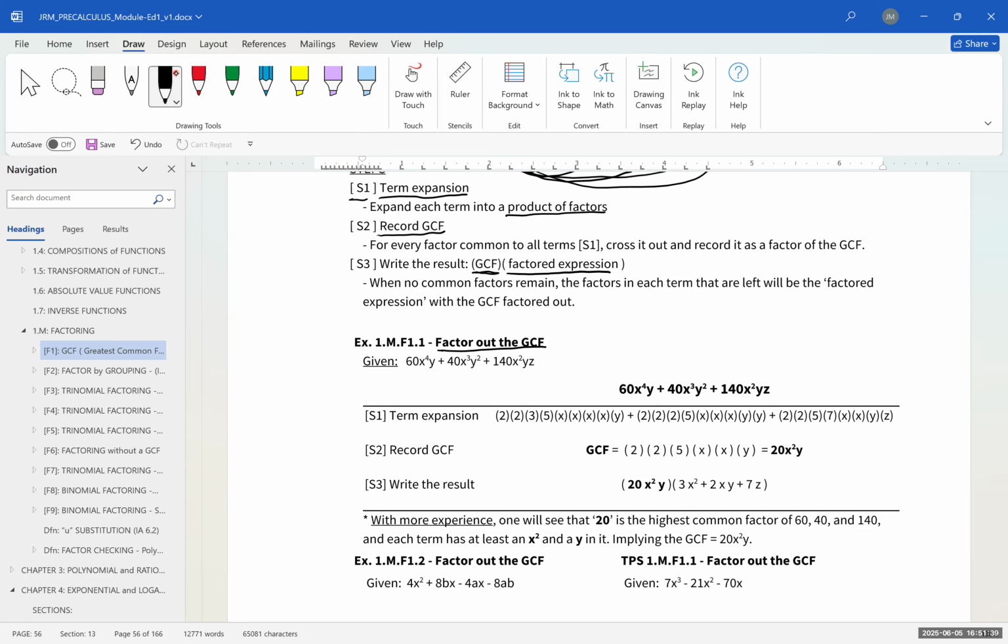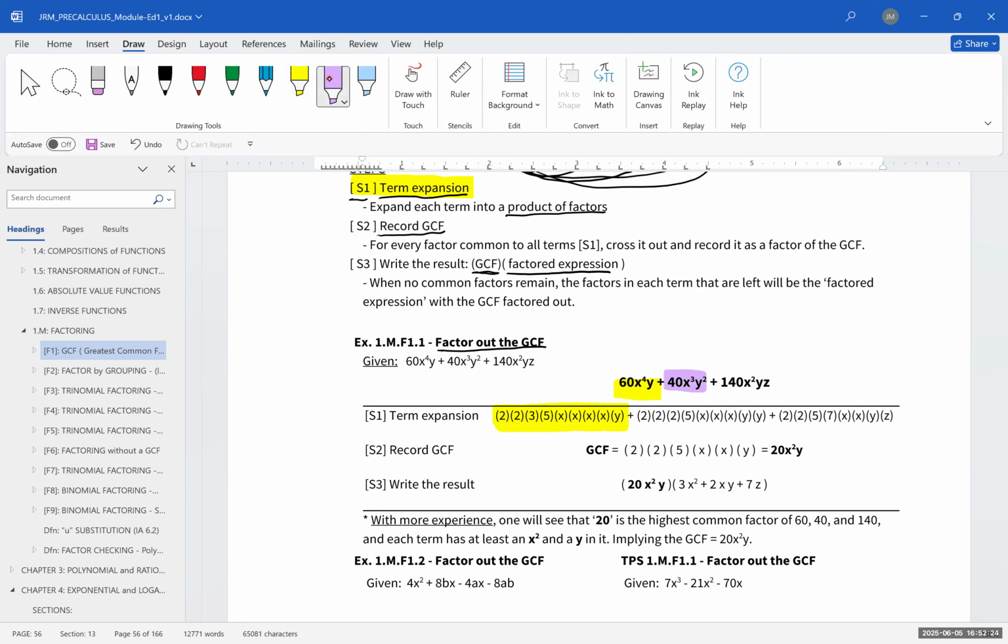All right, so first step is term expansion. What we want to do is take each term. So we'll take 60 x to the fourth y, and we'll expand that into all of its factors. So 60 is 2 times 2 times 3 times 5. X to the fourth is x times itself 4 times, and then times y. So we can see that the first term can be expanded into this product of factors down below.